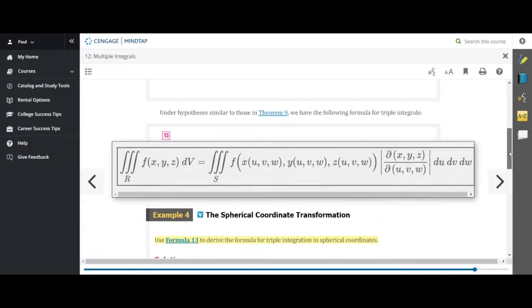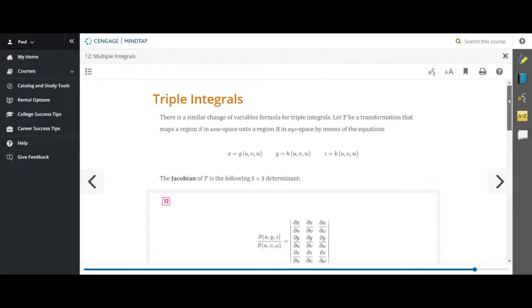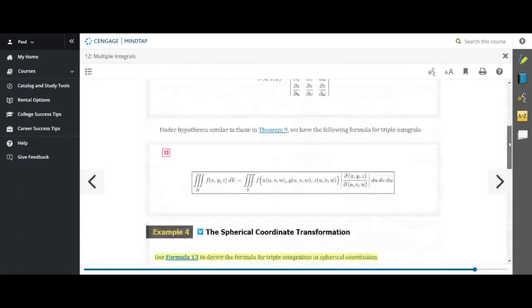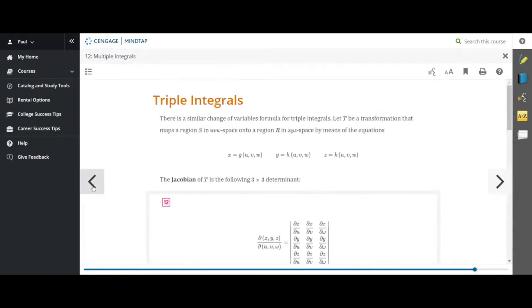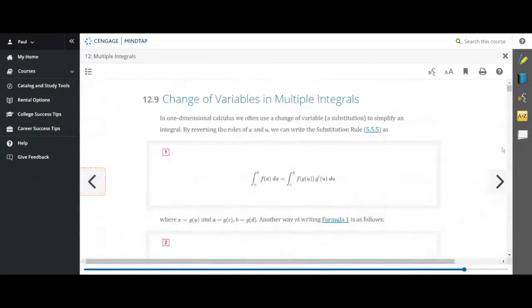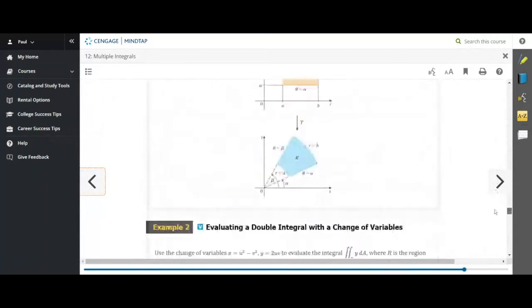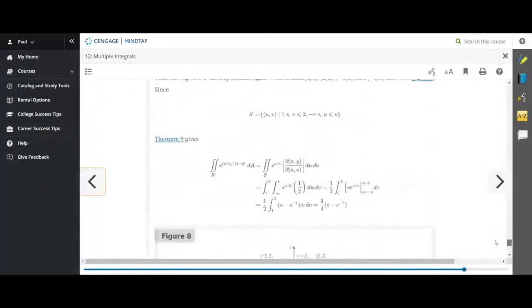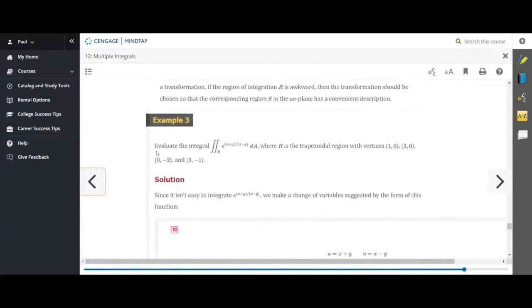And I want to just show one example here. It was actually example 3, and I'm not going to go into it in huge detail. You can certainly look it over on your own if you want.